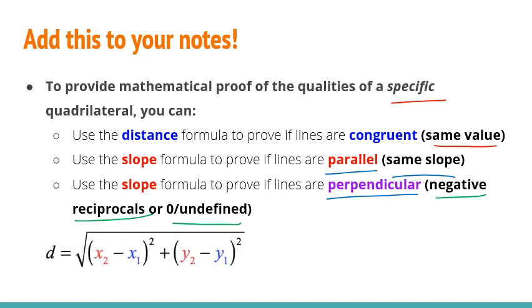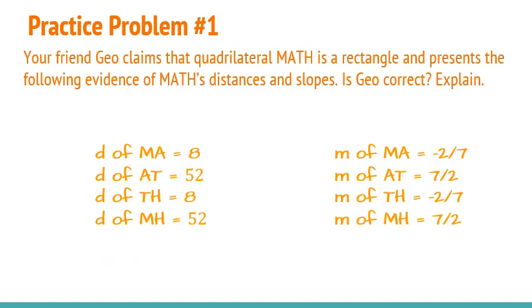So it's really important, obviously, that you know the distance formula really well, which we worked with in previous lessons, and the slope formula. All the info is going to come from those two formulas. All right, let's look at a situation where imagine all the math had already been done. We're just analyzing the final results. I want to start with that and we'll get to doing the math a little bit later. Your friend Gio here is claiming that quadrilateral MATH is a rectangle, and he shows the following evidence of MATH's distances and slopes. Is Gio correct? Explain.